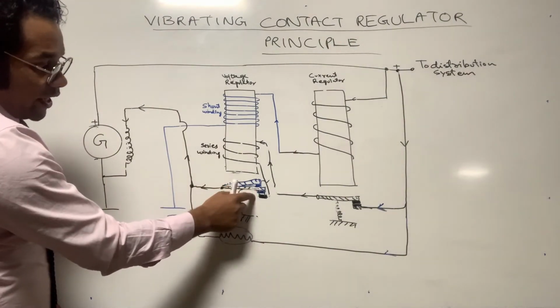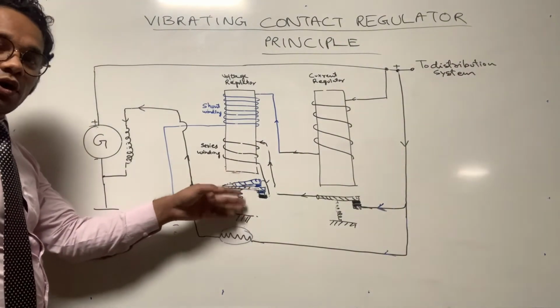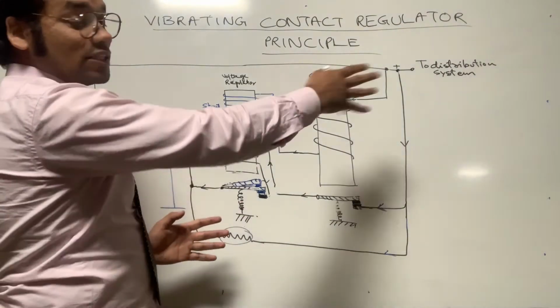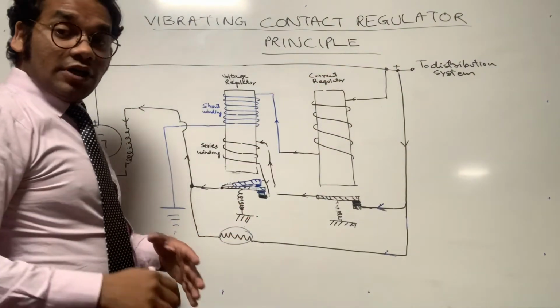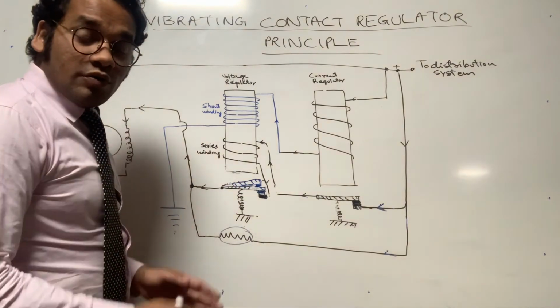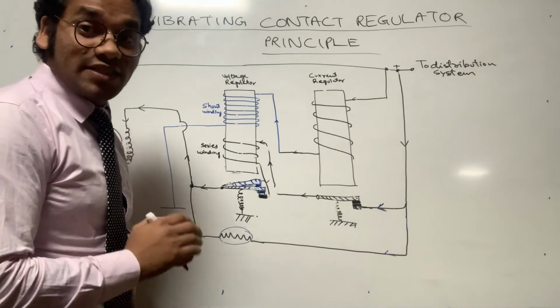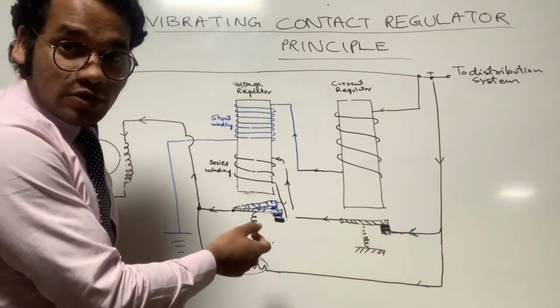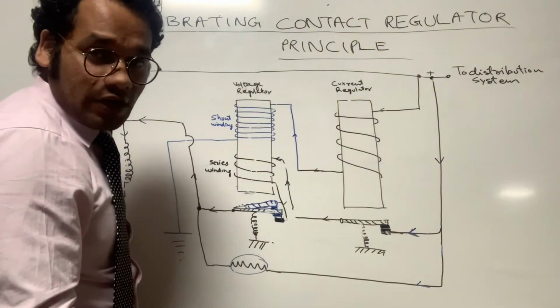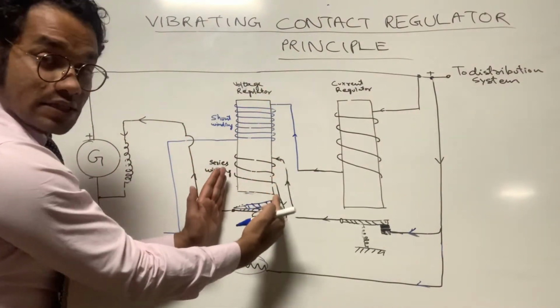So this contact used to open and close continuously, depending on how much load has been connected. But on a general load, this contact opening and closing happens around 50 to 200 times per second. That means it used to vibrate, hence the name vibrating contact regulator. So this is all about the voltage regulator.